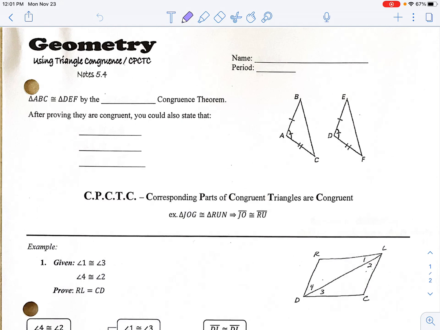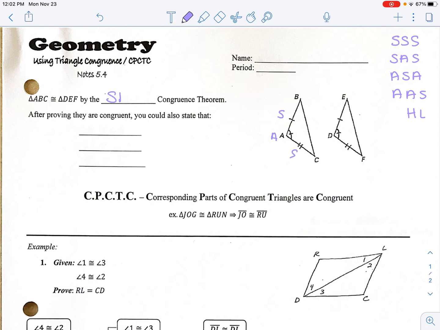It says triangle ABC is congruent to triangle DEF by the blank congruent theorem. So let's pause quick. Let's write down all the reasons that we can prove triangles congruent. The first one is side, side, side. The next one is side, angle, side. We also have angle, side, angle, angle, angle, side, and the special one, HL. So we're still using all 5 of these. Those aren't going away. So look at our picture here. Which of those 5 reasons do we see in that picture?